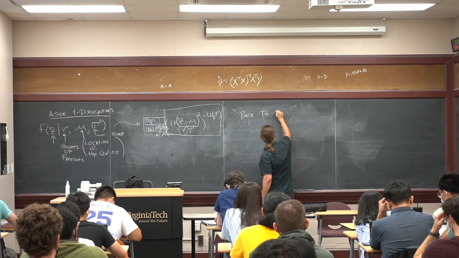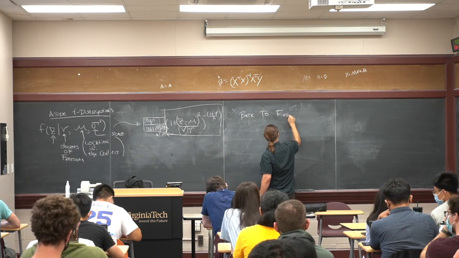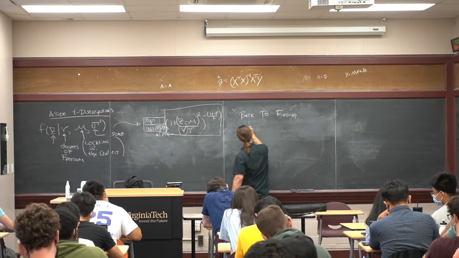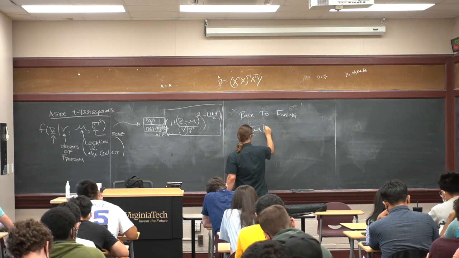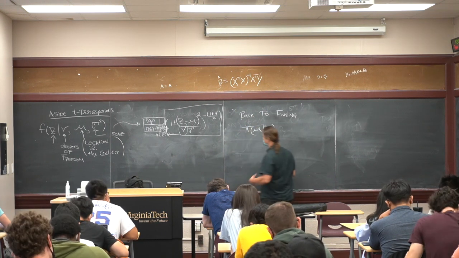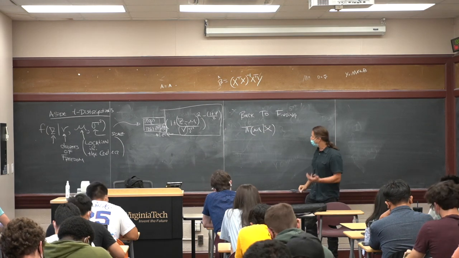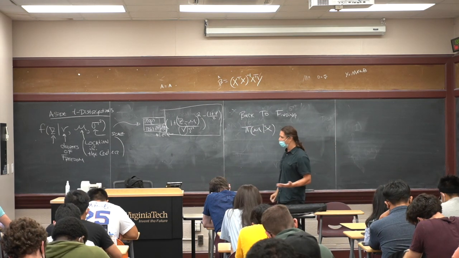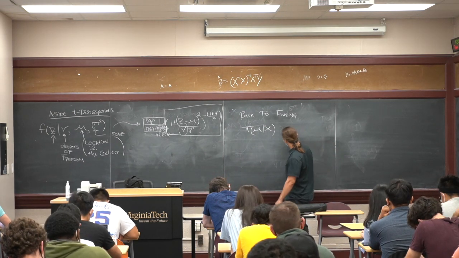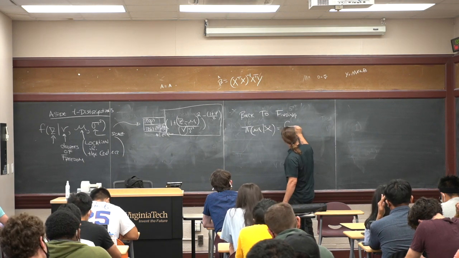Back to finding pi of mu, given x. And we wrote this down at the end of class, but we can do this again. It's just basically recognizing what a gamma distribution looks like. So we're going to write this thing down.